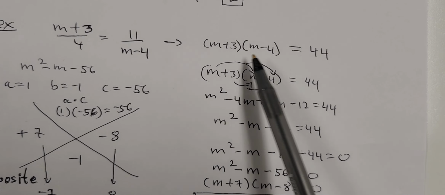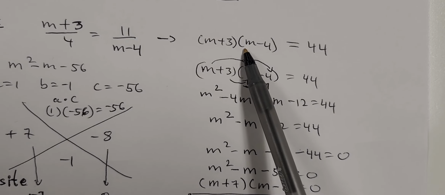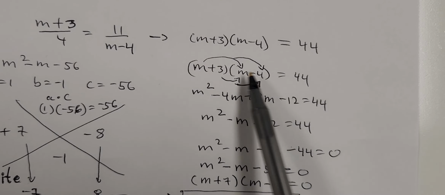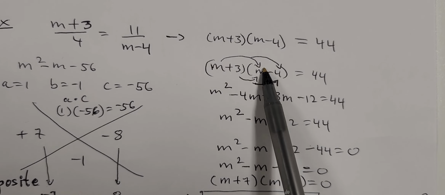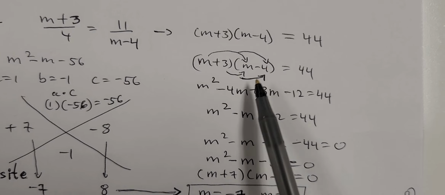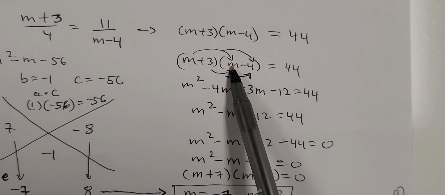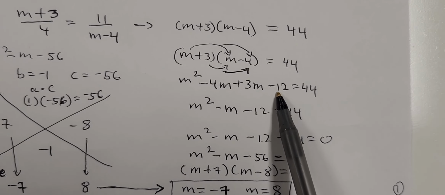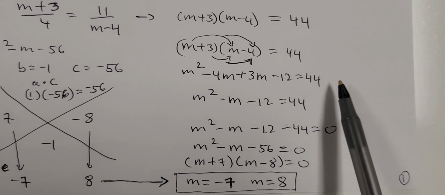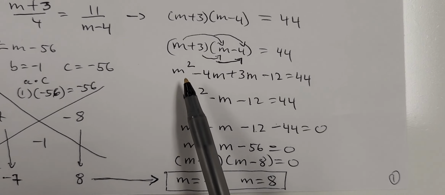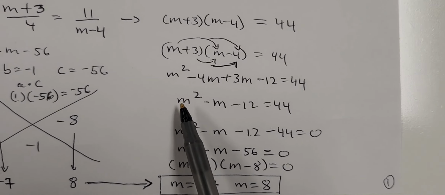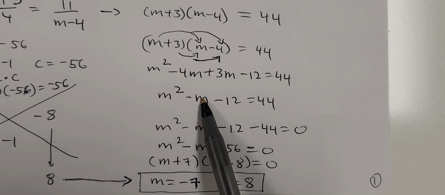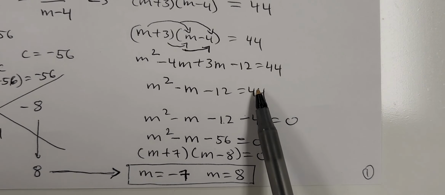Next we have to distribute because it is in parentheses. I rewrote this line down here so you can see the distribution. So m times m is m squared, m times negative 4 is negative 4m, 3 times m is 3m, and 3 times negative 4 gives me negative 12. Don't forget the 44. Next, we want to combine like terms. For m squared, there's nothing to add, bring it straight down. Negative 4m plus 3m gives me negative 1m. Then negative 12 and 44.